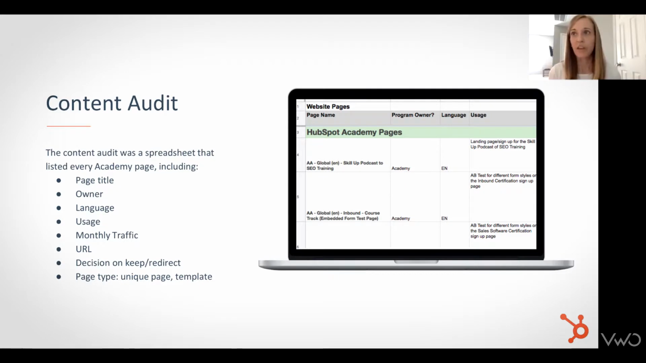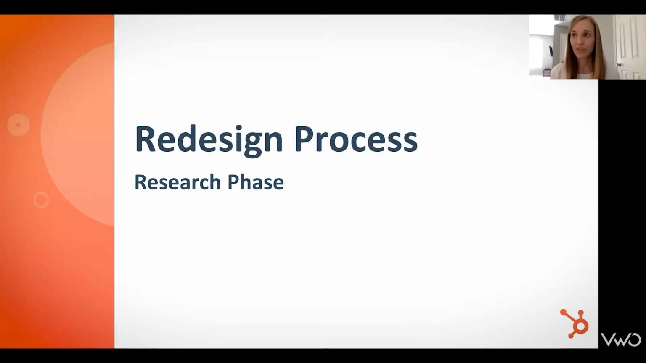The other piece that came out of the content audit is on the bottom bullet there, the page type: unique versus template. What we wanted to do, at the end of this stage, was be able to give a sense to our designer of how many unique bespoke pages he is creating versus how many are templated pages, so that he had a good scope of his design work. Moving on into the research phase.